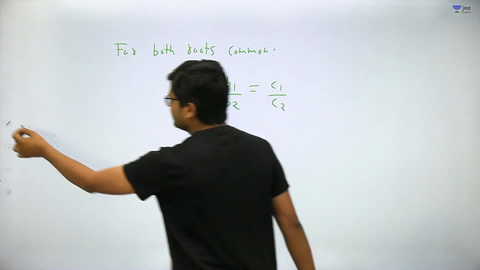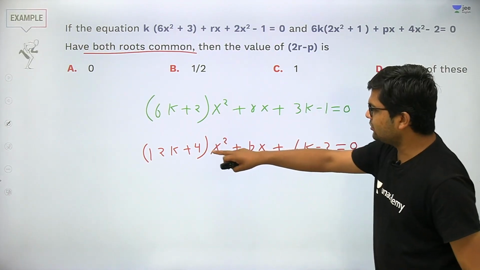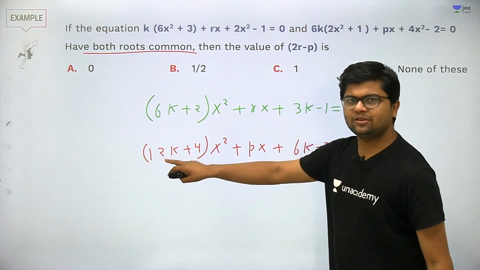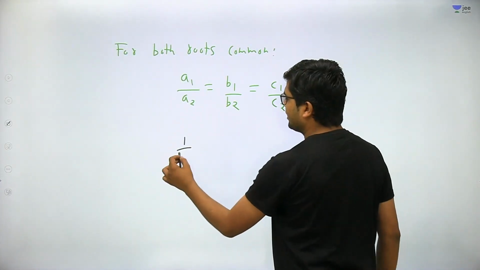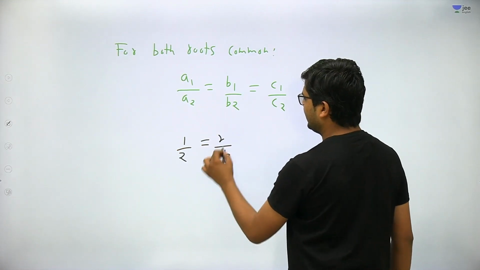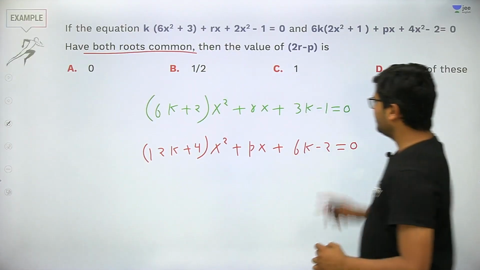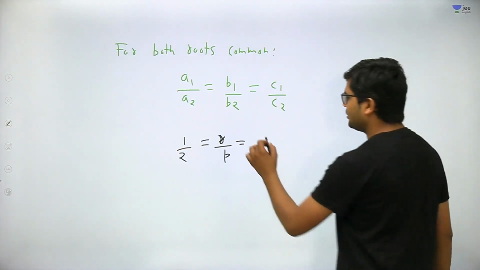Now just solve for a1 upon a2. If you take out 2 common, 6k plus 2 cancels out, so a1 upon a2 will come out to be half. It will be equal to r upon p, and it will be equal to, if you take out 2 common, 3k minus 1 cancels out, so that will also be half.